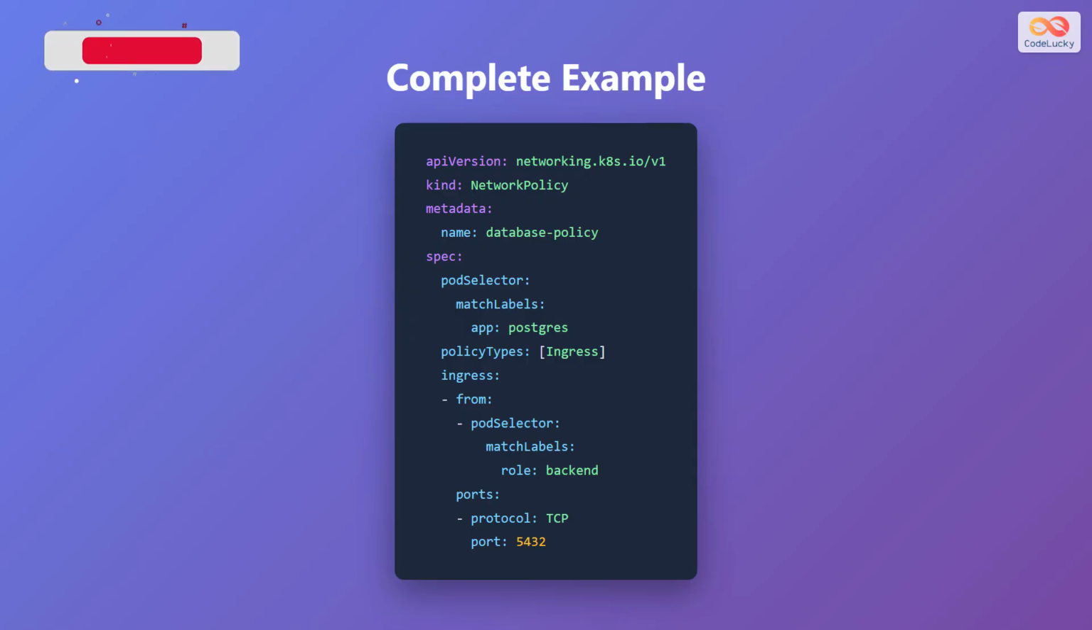Let's look at a complete network policy example that puts everything together. This policy is named database-policy and applies to pods labeled with app equals postgres. The policyTypes field specifies that we're only controlling ingress traffic. The Ingress rule allows traffic from pods labeled with role equals backend on TCP port 5432. This creates a secure database setup where only backend application pods can connect to the PostgreSQL database and only on the standard PostgreSQL port. All other traffic to these database pods will be blocked by default.